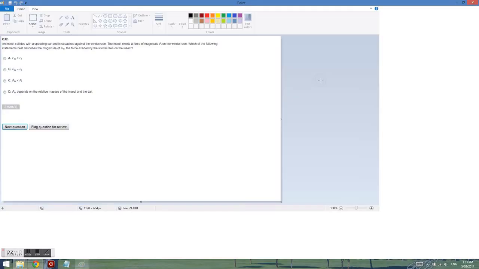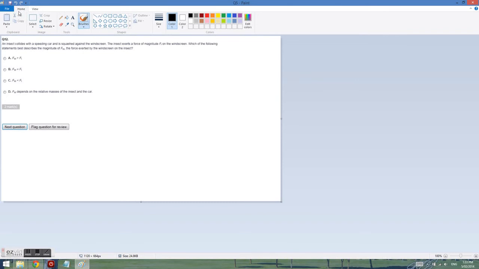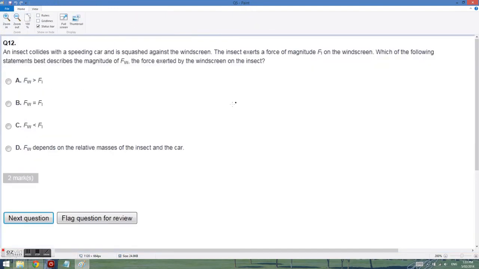Now question 5. Let's have a look. We have an insect colliding with a speeding car and squashed against the windscreen. So the insect exerts a force of F1.